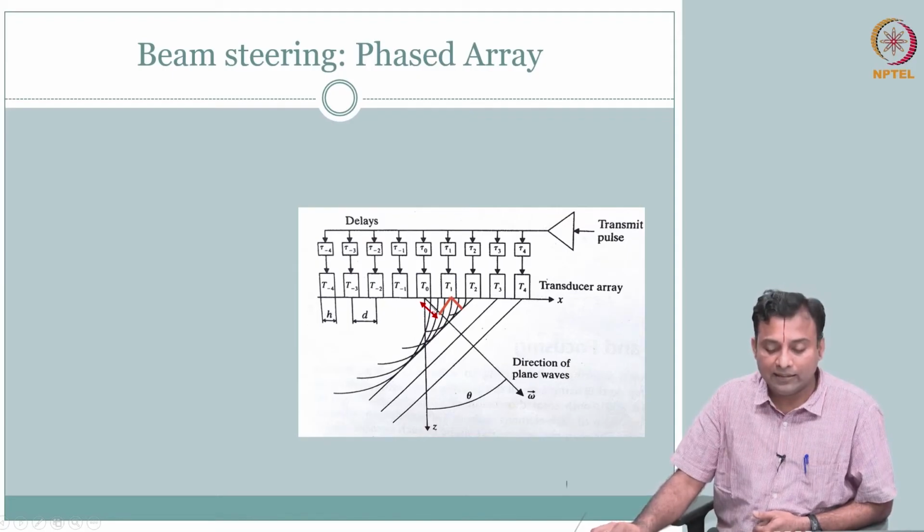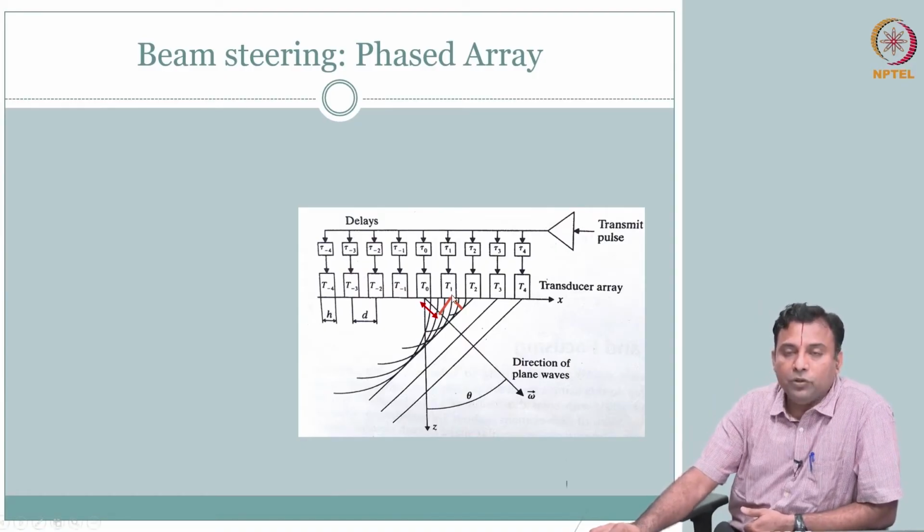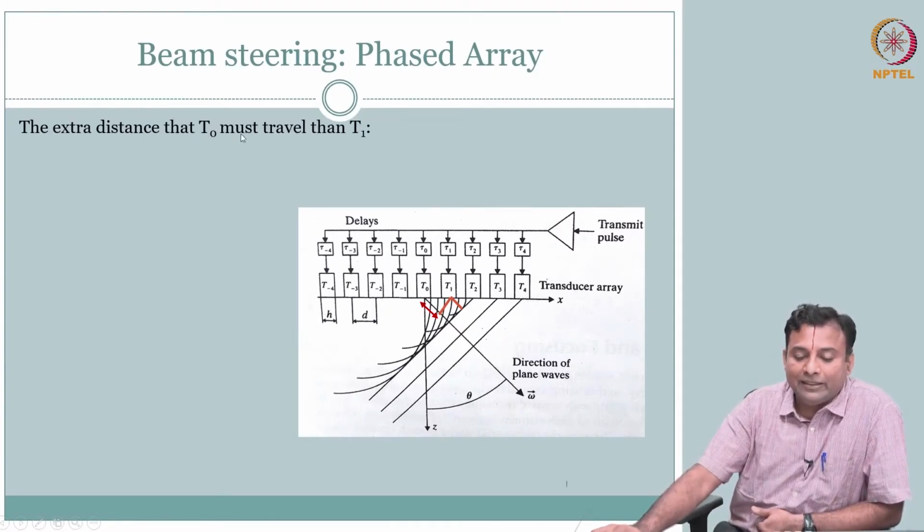So this is the extra distance, the extra path that has to be travelled. Another way to look at it is that I will have to wait before exciting T1. I have to transmit, use my T1, delay it until the wave that is excited at T0 travels this distance. Then I have to excite this, correct? So let us write it down. Let us write down the extra distance that T0 must travel compared to T1, that is this guy.